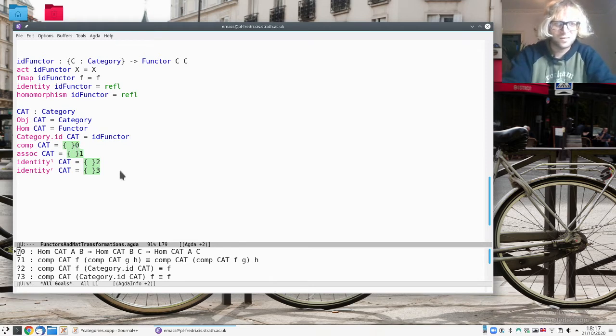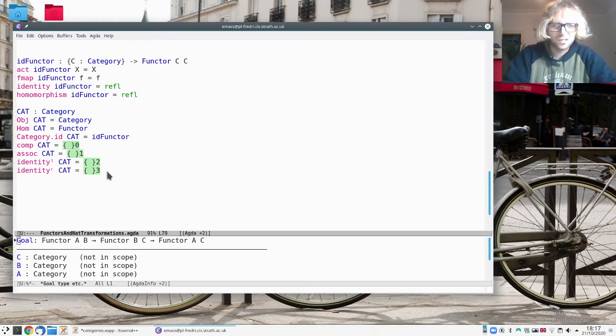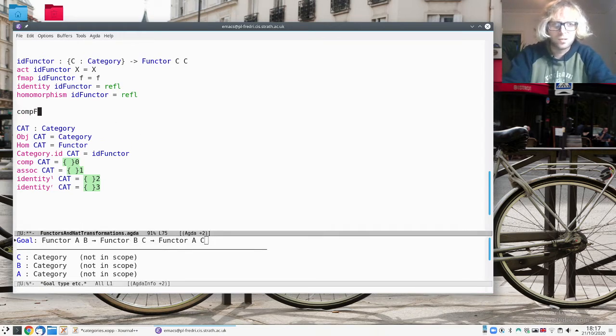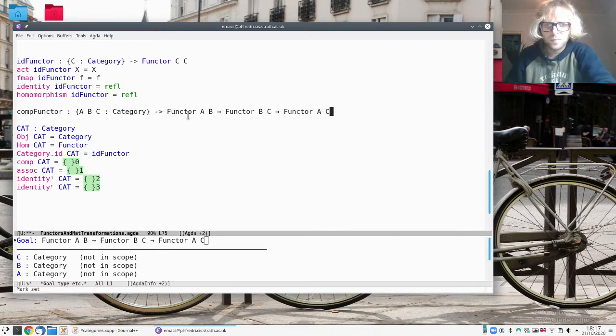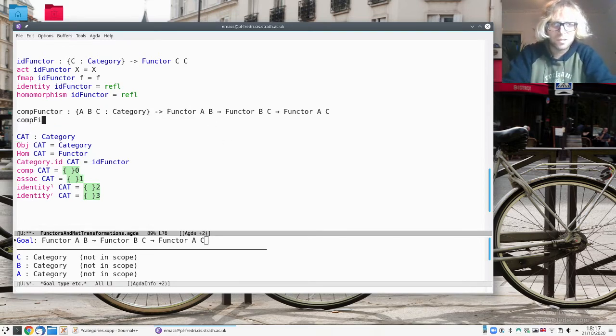Okay, and then here we also need to be able to compose functors. If I have a functor from A to B and a functor from B to C, then I should make a functor from A to C. So just copy that functor, so that I have A, B, C, and they are categories. Then I can compose them like this.